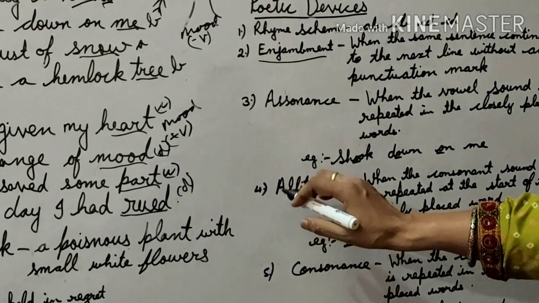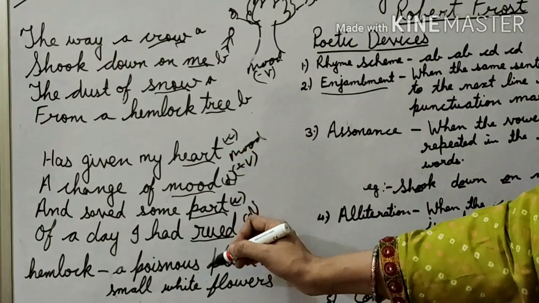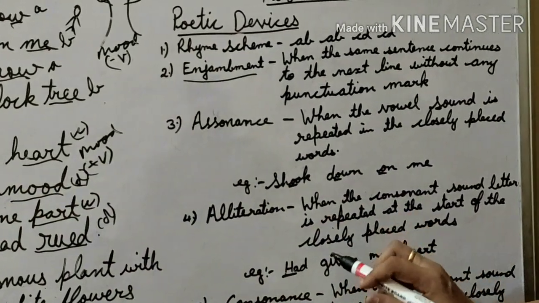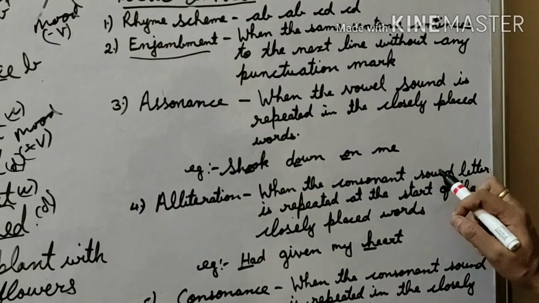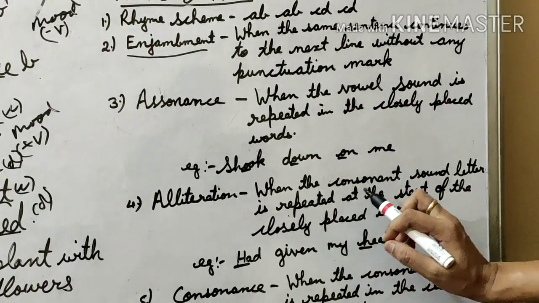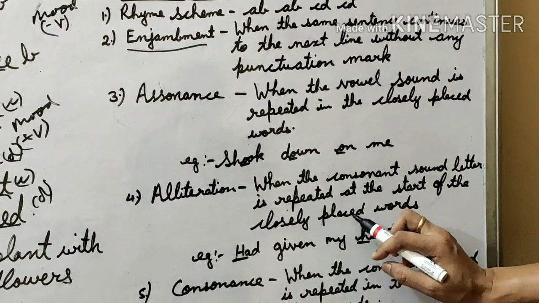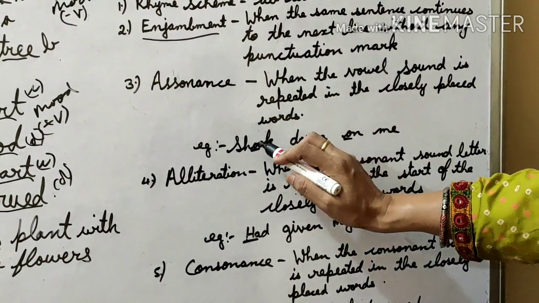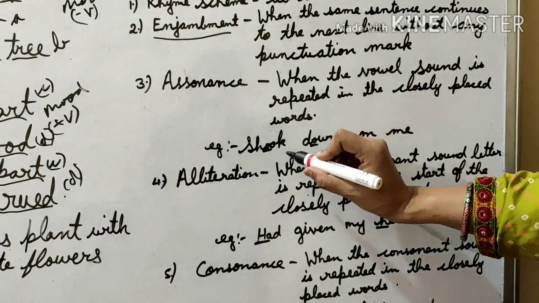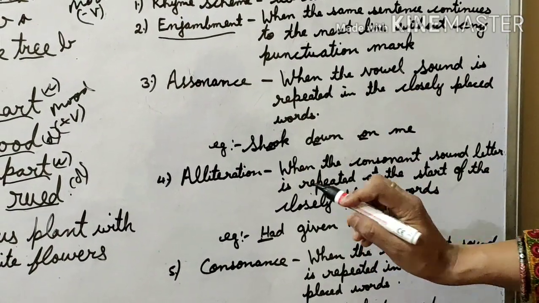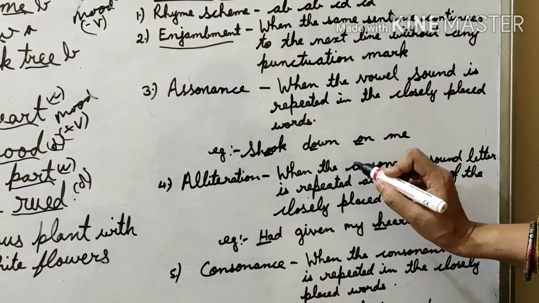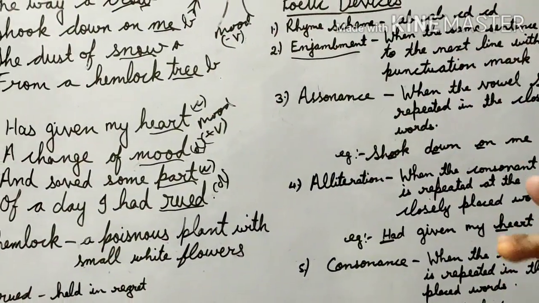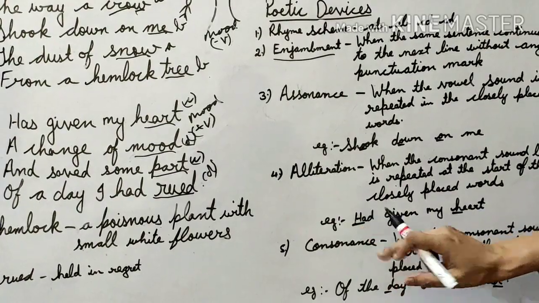Alliteration is the next poetic device which is used in the second stanza of this poem. You can see the alliteration definition I have written. When the consonant sound is repeated at the start of closely placed words. Can you see the difference? Assonance, I told you, can be used anywhere: in the beginning, in the middle or at the end. But alliteration is the repetition of the consonant sound only at the start of the word. Now see the example I have written.